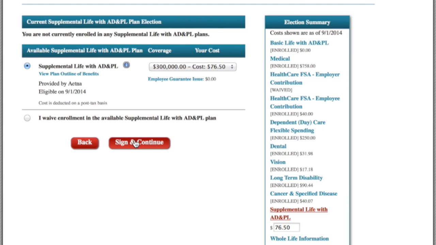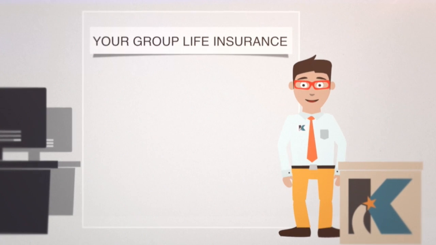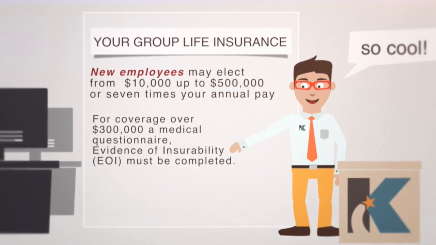During your initial enrollment period, there's a guaranteed issue amount of $300,000 or 5 times salary. That means you can elect up to that amount without answering medical questions. Any coverage above $300,000 will require you to complete an evidence of insurability form.